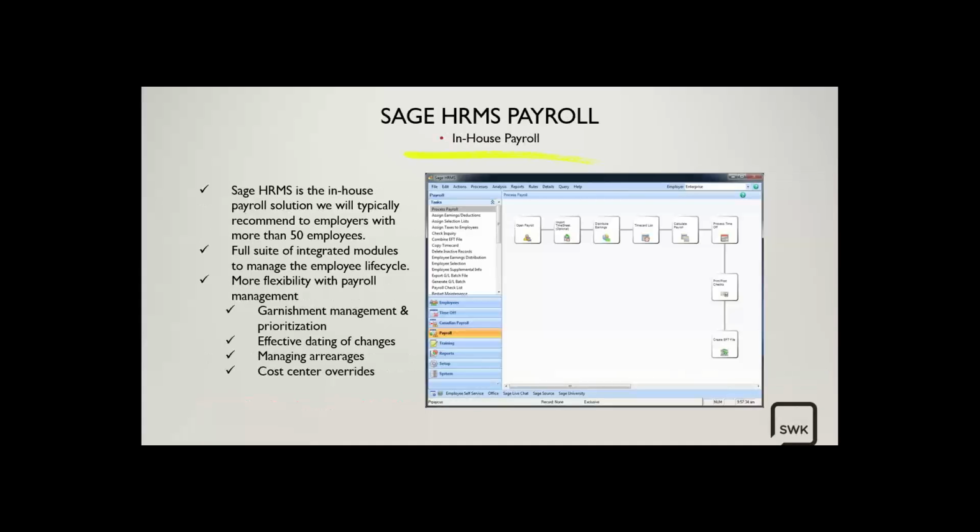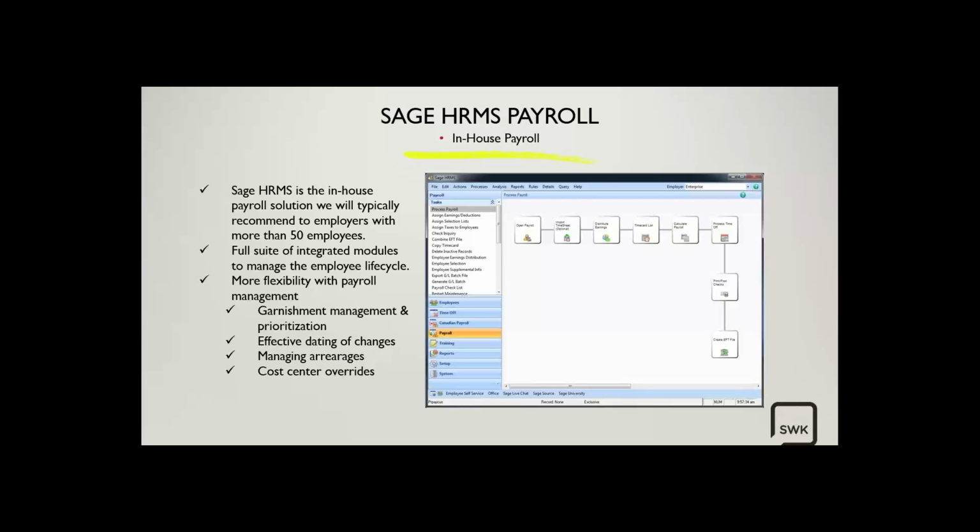The next option that we have is Sage HRMS Payroll. Both Sage 100 and HRMS are on-prem payroll options. Those are the two on-prem solutions that we offer. Sage HRMS Payroll tends to be more applicable when we have larger organizations. I tend to say over 50, over 100, this becomes more applicable, and also when we have complexity. So we're managing a lot of garnishments. We're doing a lot of effective dating with changes with our HR and payroll database. We need to manage arrearages or deductions in arrears. We have advanced allocations where they're variable or split. We need to do cost center overrides.